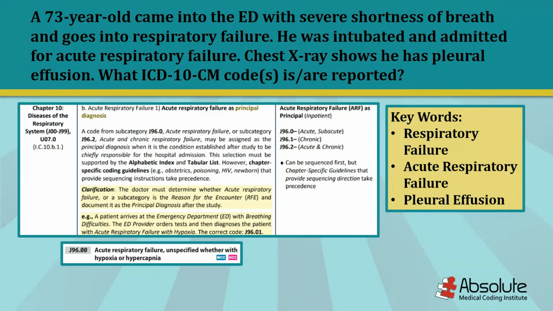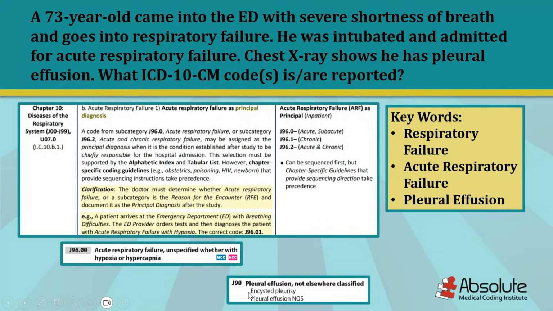So that is going to be our first listed code, and this is going to be two codes because after you code for the acute respiratory failure, then you're going to have to code for the pleural effusion that they found on the chest x-ray. So you're going to go and look for that code, and you are going to find J90, pleural effusion, not elsewhere classified, pleural effusion NOS. So those are going to be the two codes, and that is how you're going to sequence them, J96.00 and J90.